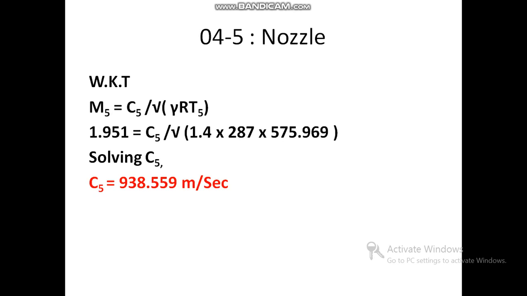As well as we know that M5 is equal to C5 divided by root of gamma R T5. Your M5 value is 1.951, it's absolutely a supersonic value. And C5 is an unknown value. Substituting gamma is 1.4, R value is 287, and T5 is 575.969, we will get C5 is equal to 938.559 meter per second. So we found all the values of pressures and temperatures, and simultaneously the velocities.